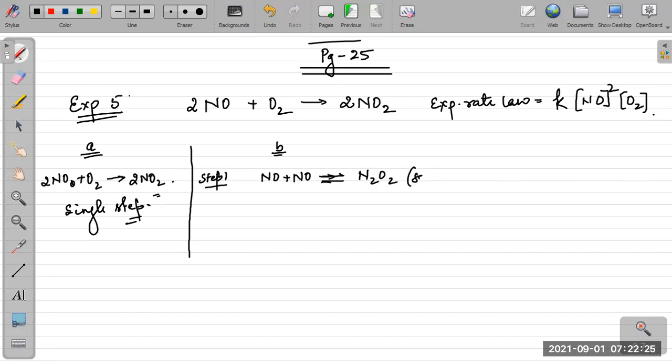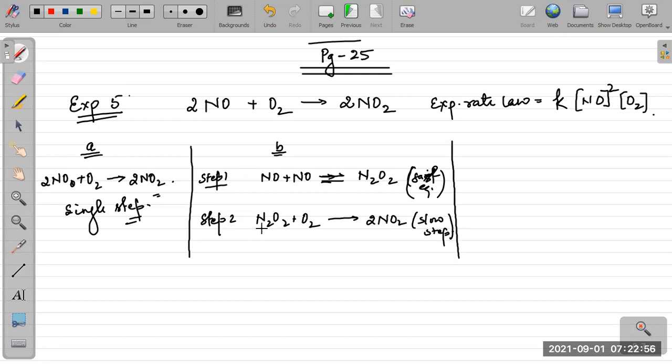This is a fast equilibrium, and this is followed by step 2, which is N2O2 plus O2 reacting to produce 2NO2, and this is the rate determining step. Why is this rate determining?